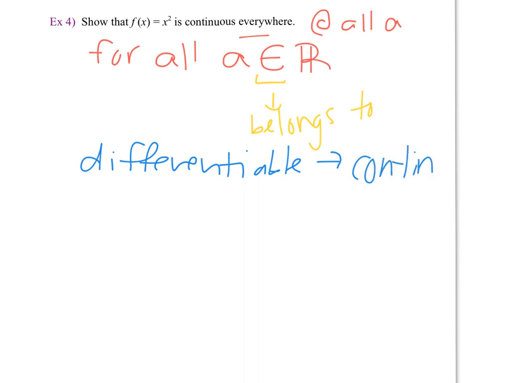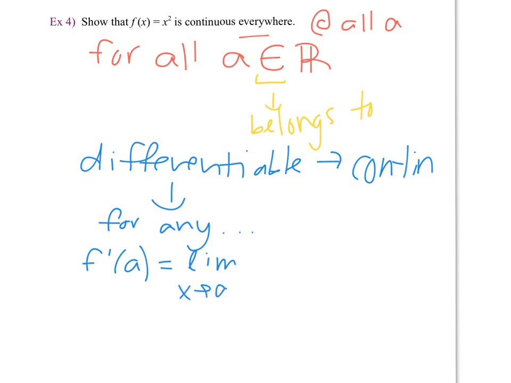So I'm going to try to prove that this is differentiable, because if I can say that the function is differentiable for every single a value, then by default, it's also continuous. So if something is differentiable, that means for any a, doesn't matter what a value you choose, I can find this limit. So the derivative at a would be given by this limit, the limit as x goes to a of f of x minus f of a all over x minus a.